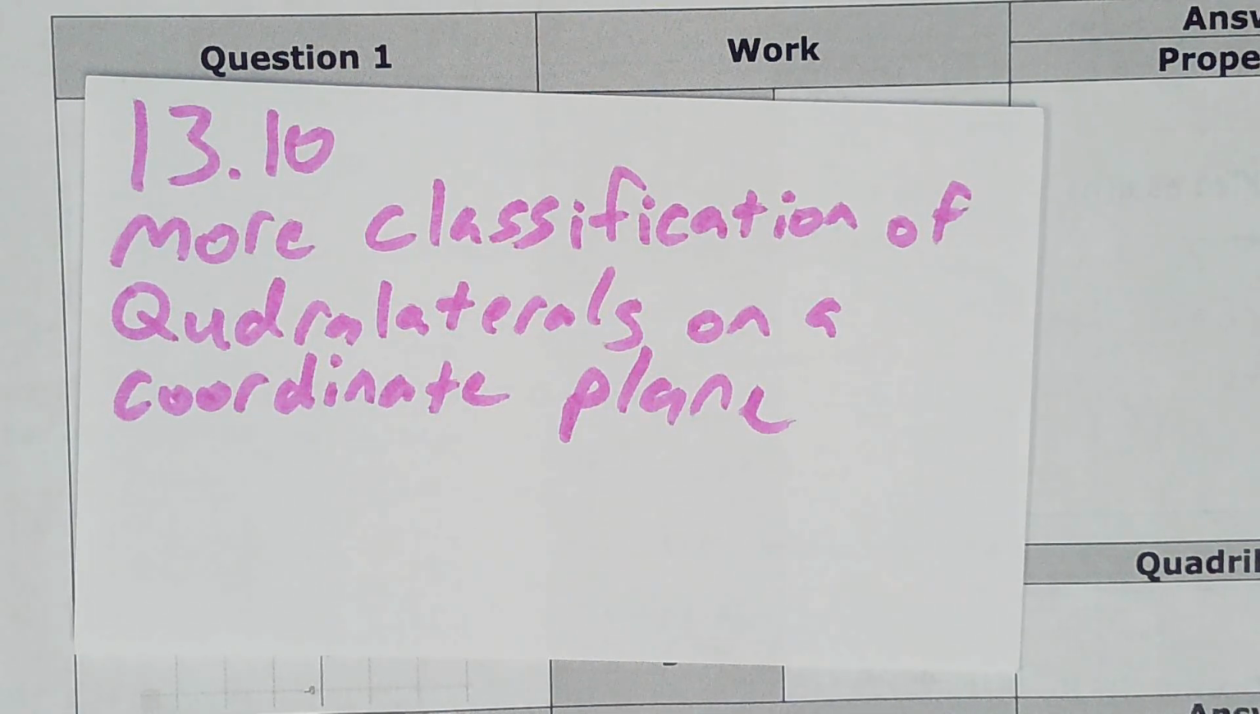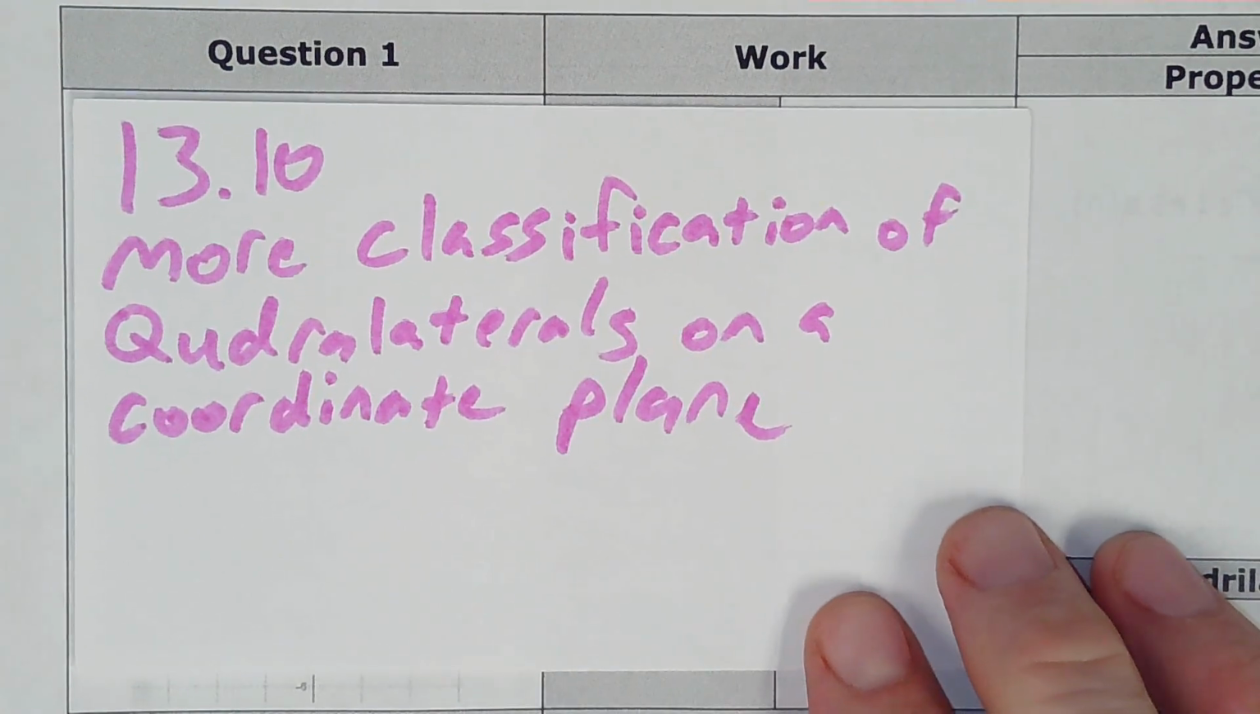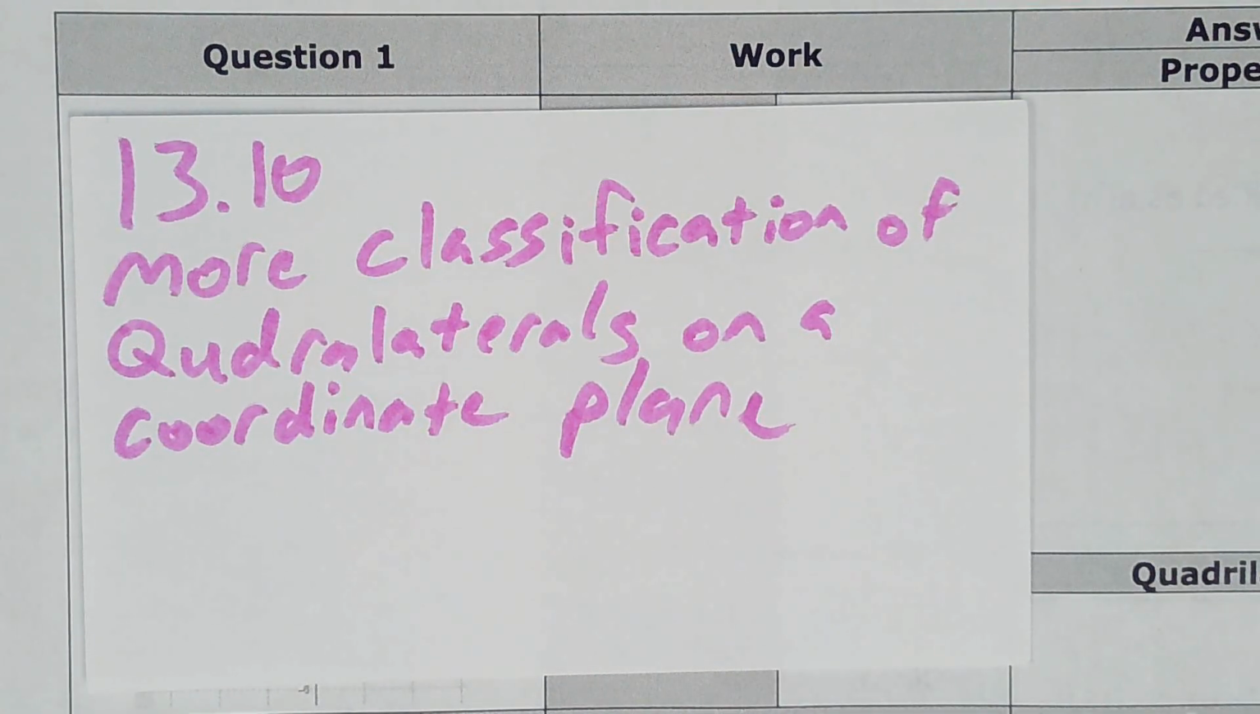Alright, this is 1310. This is more classifications of quadrilaterals on a coordinate plane. This is the third lesson dedicated to this topic. And they're saying after this one, what makes this one different? Well, let me see what they say about it. You can use coordinate geometry to classify quadrilaterals based upon their mathematical coordinates and some equations.